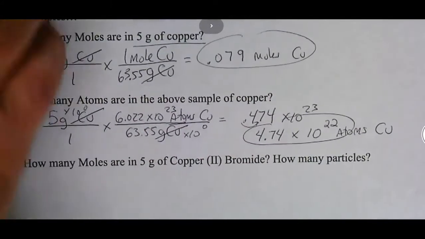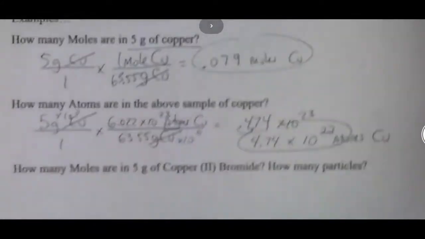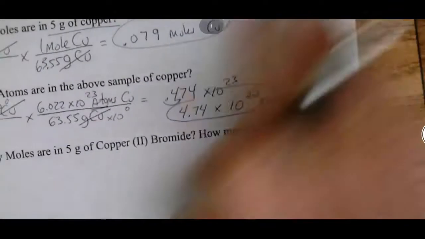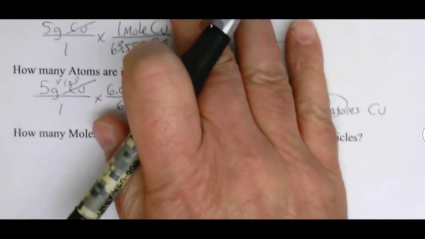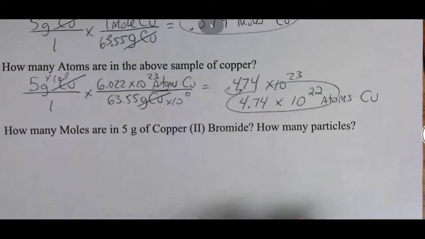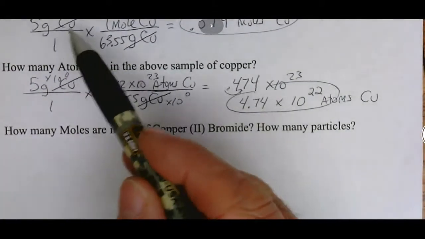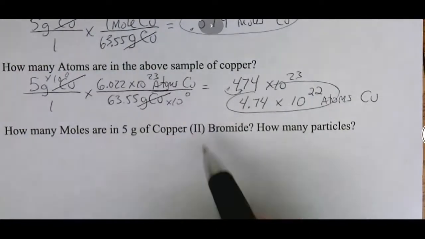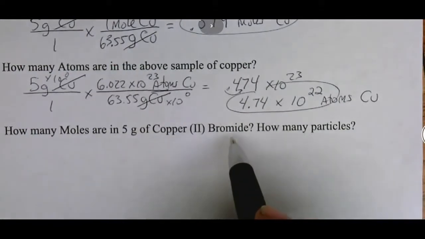The last one here is, so how many moles are in 5 grams of copper 2 bromide? This one's a little bit more difficult, but it's not that different. So again, instead of having an element, just copper, now we have a compound. I'll show you how to solve that.